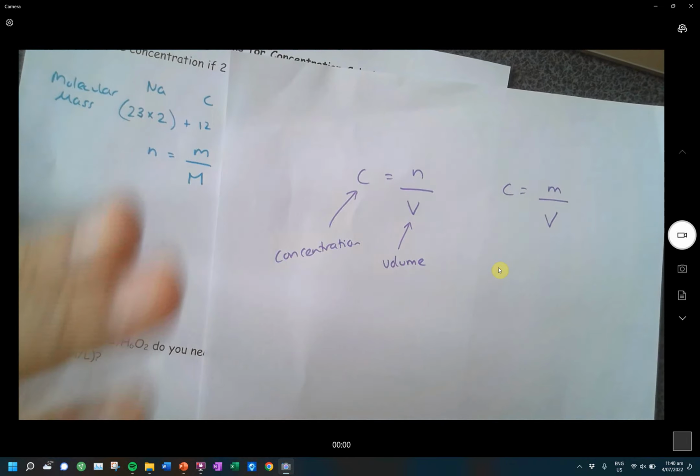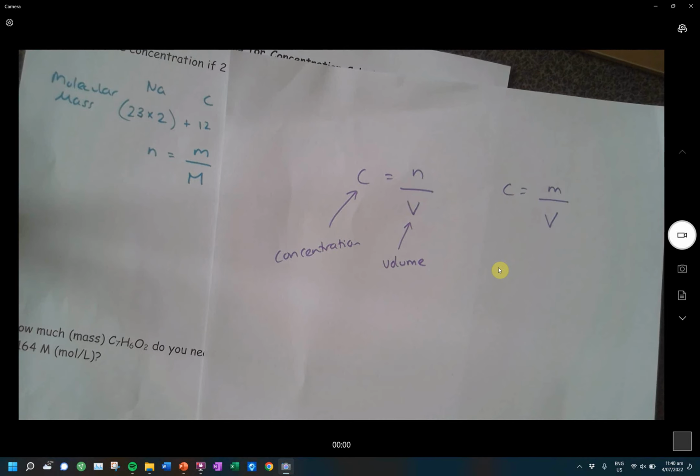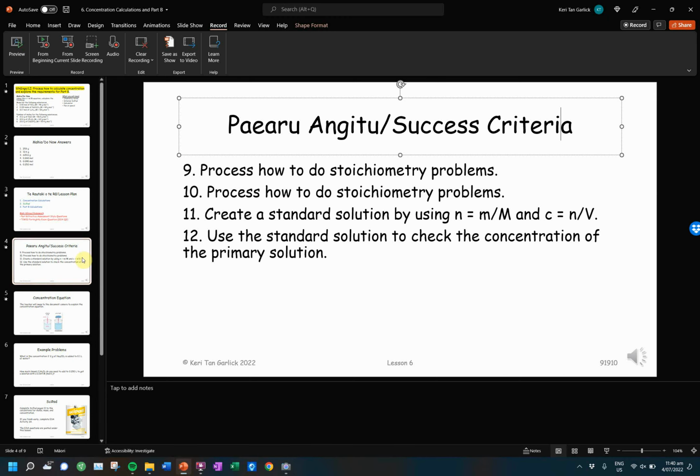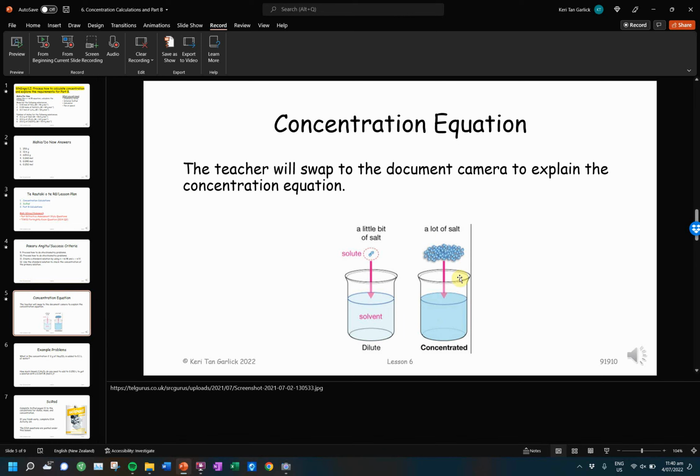So what I'm thinking about in those examples is how much solid am I dissolving into a liquid? If I'm dissolving a lot of solid into a little bit of liquid, then it's very concentrated. If I'm only dissolving a little bit of solid into a lot of liquid, then it's very dilute. It's just that sort of thing. And I'll switch over to the PowerPoint just so you guys can see what I'm talking about. We're just talking about this here. Okay? Keep going.